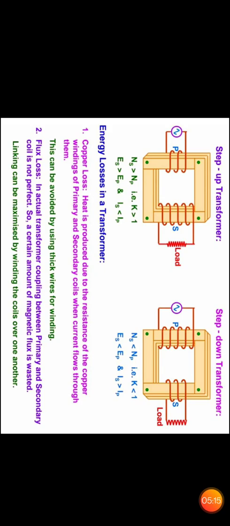Second, energy loss in a transformer, flux loss: in an actual transformer, coupling between the primary and secondary coil is not perfect, so a certain amount of magnetic flux is wasted. This linking can be maximized by winding one coil over the other. Here it is, the transformer.